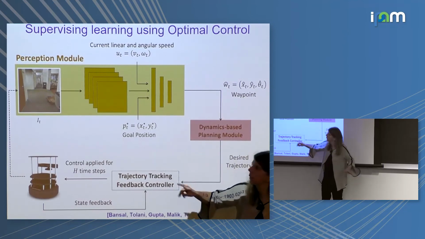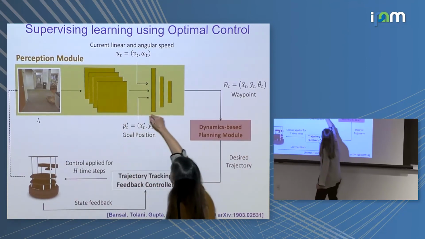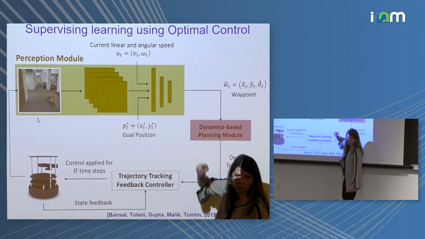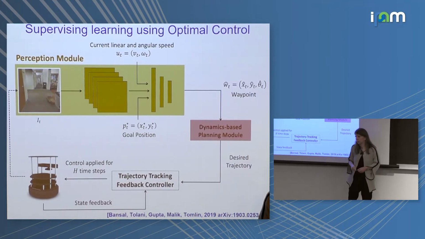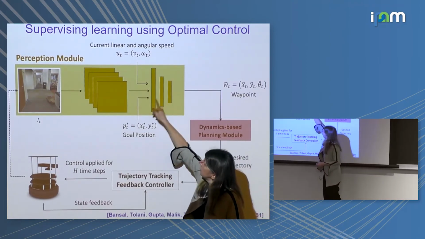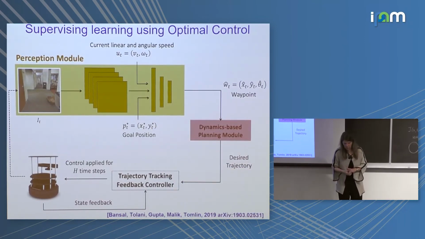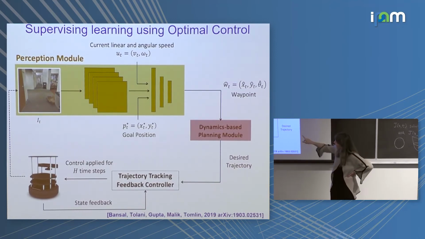So this architecture, the camera takes an image, it feeds it through a convolutional neural net, and it outputs a waypoint. That's a next waypoint to move to going towards the goal. How to train this is what took the 2 years that we worked on this. We used optimal control to train that perception module using a bunch of simulated data.